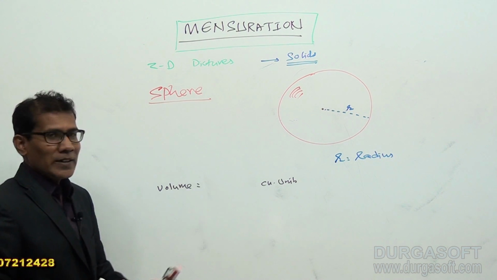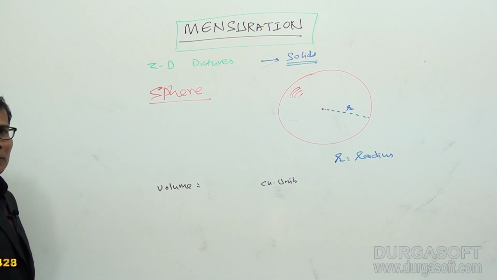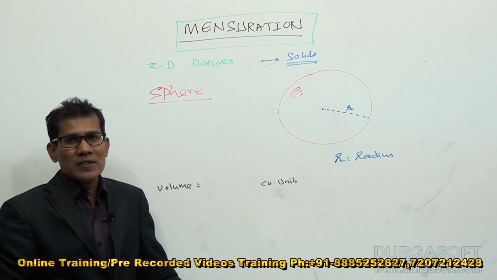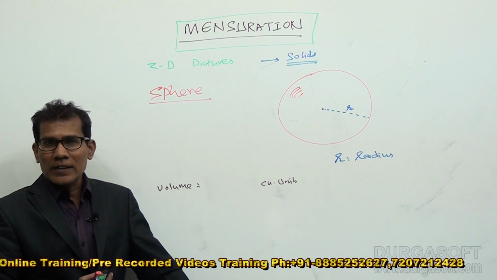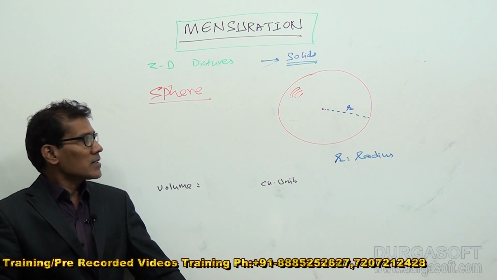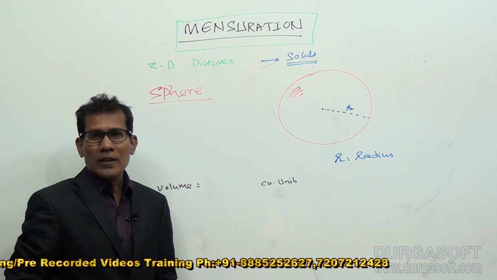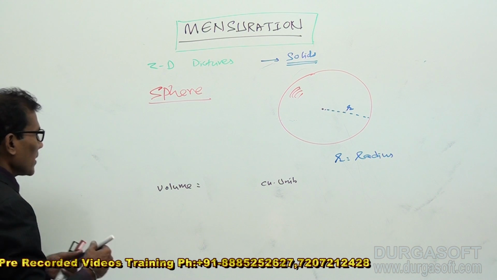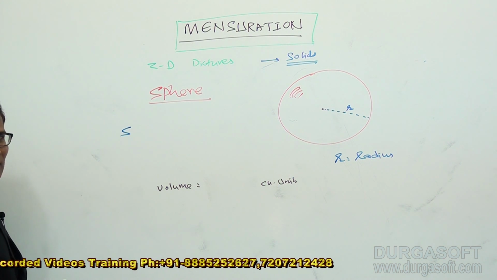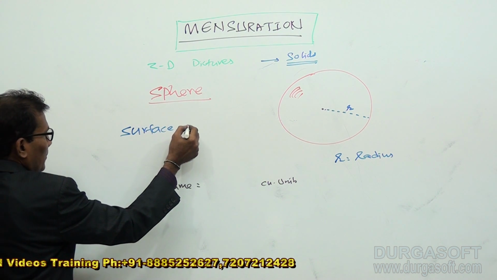We have only one dimension, that is radius of the sphere. And what about the surface area? It doesn't have the top and base. That's why we cannot define the lateral surface area and total surface area. Whatever it may be, both are same, since there is no top and there is no bottom. So the sphere has only one surface area, that we call just a surface area, or total surface area, or lateral surface area. So we take only the surface area.